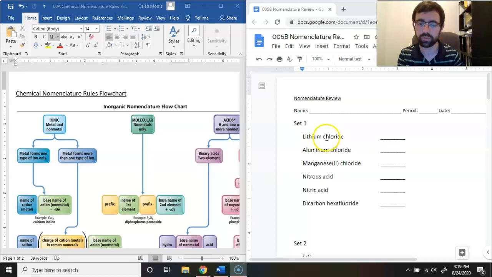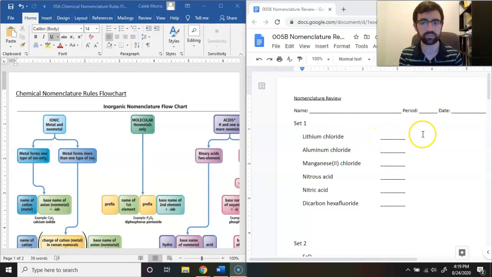Do I see a Roman numeral written here? The answer is no. So I'm going to have to look at my periodic table to decide what the charge of lithium is. If I look at lithium, I can see that it's in group 1, and group 1 has a positive 1 charge.